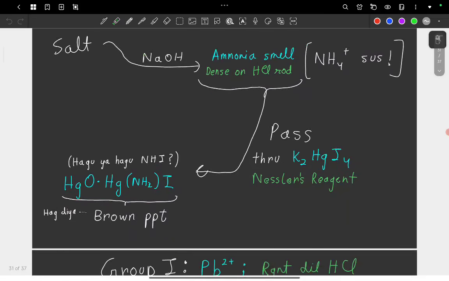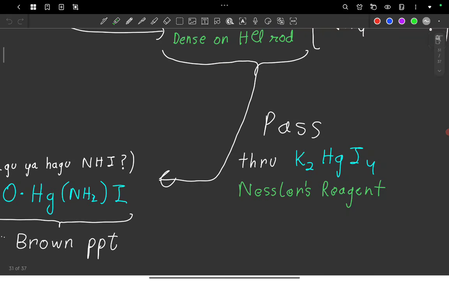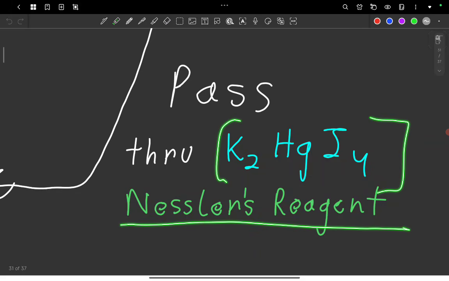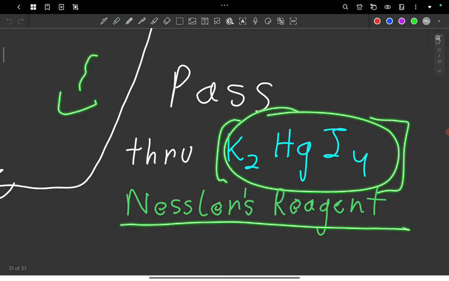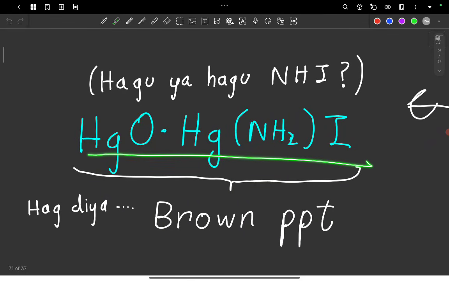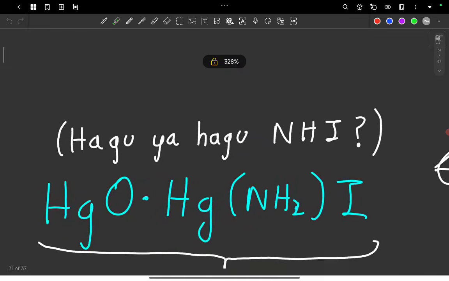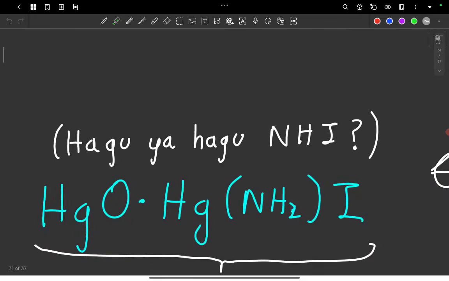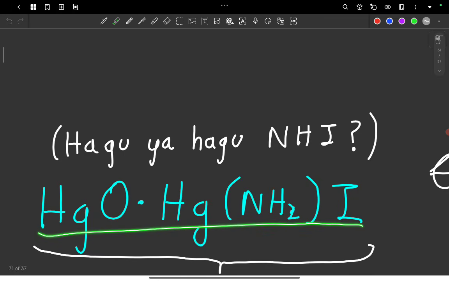Sorry. So when you pass the gas through Nessler's reagent, you have to remember this, the K2HgI4. When you pass the gas which has liberated from the solution through Nessler's reagent, it forms this weird precipitate. Now, for the Hindi speakers there, I'm very sorry for the non-Hindi speakers. You will have to remember this by brute force.